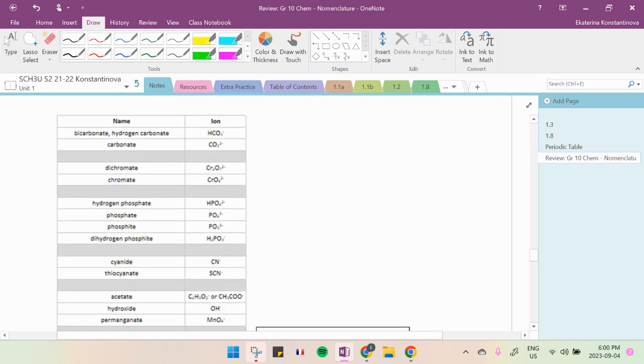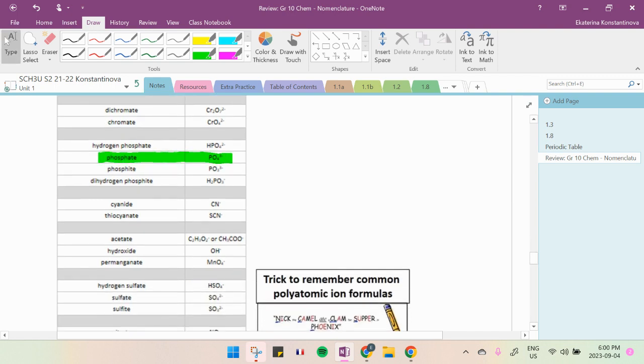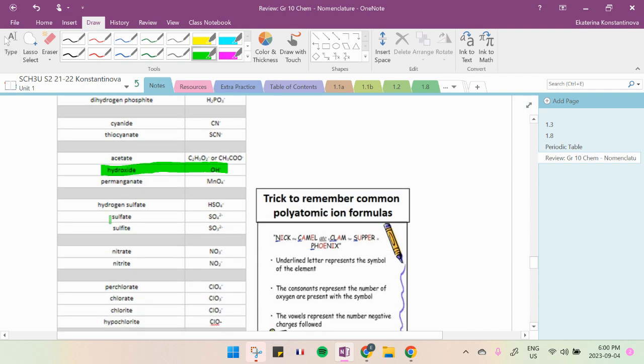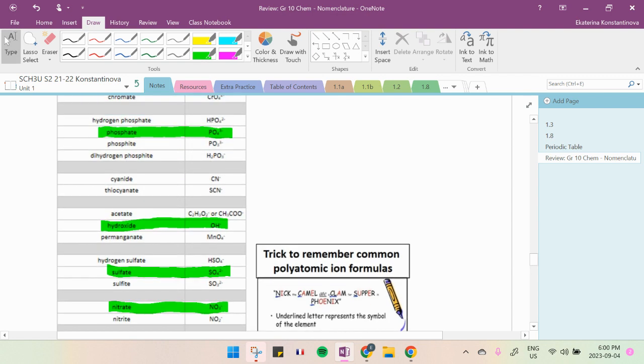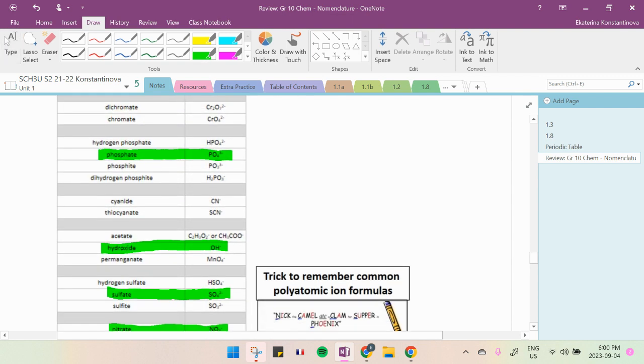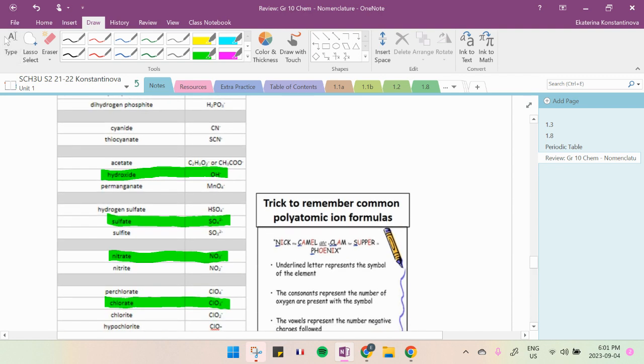So if we look at this table, okay, last year you learned all the polyatomics ending in ate, such as carbonate, which has a charge of 2 minus. You learned about phosphate, charge of 3 minus. You learned about hydroxide, OH with a charge of 1 minus. You learned about sulfate, SO4 2 minus. You learned about nitrate, NO3 minus, and you learned about chlorate, ClO3 minus. So last year, those were the most common polyatomic ions you learned. This year, you need to have them memorized.